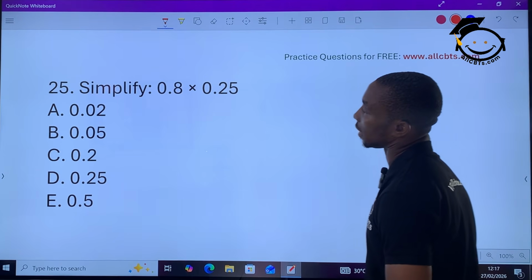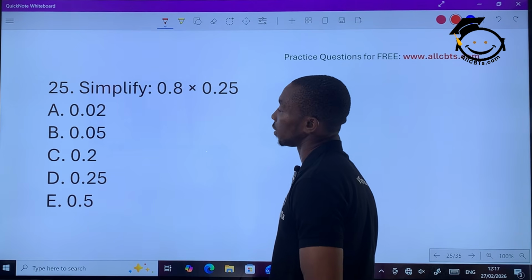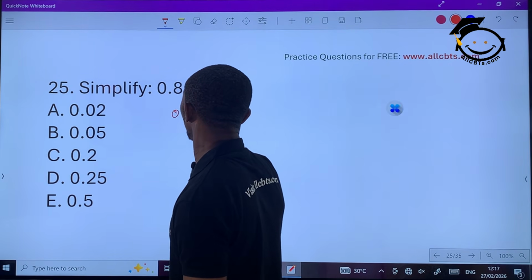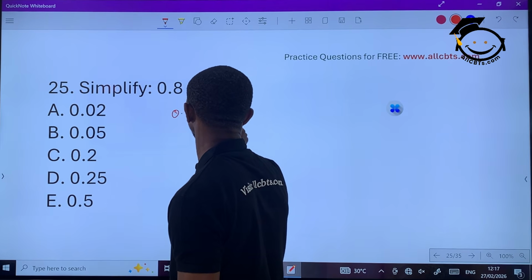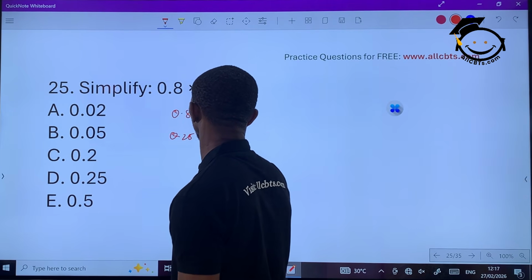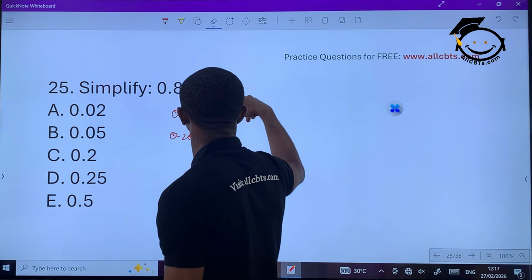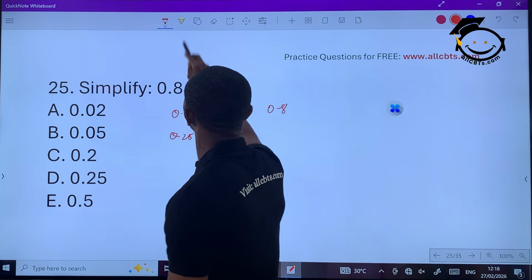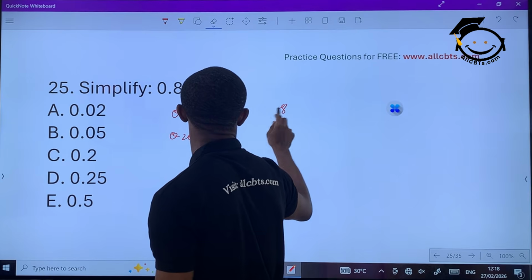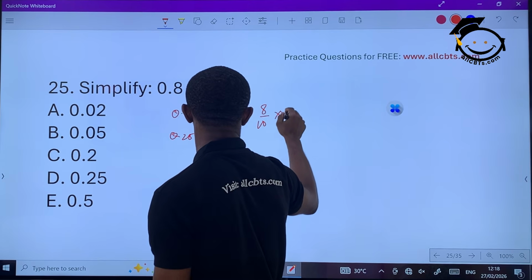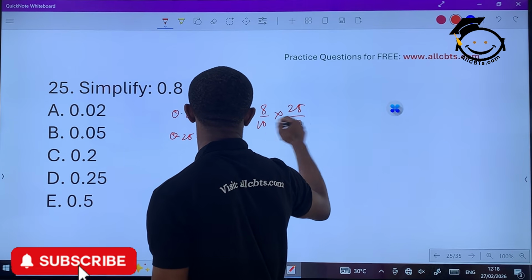Simplify 0.8 times 0.25. Alright, we have 0.8 as 8 over 10 times 0.25 as 25 over 100. So if we bring them together, we have it as 8 over 10 times 25 over 100.